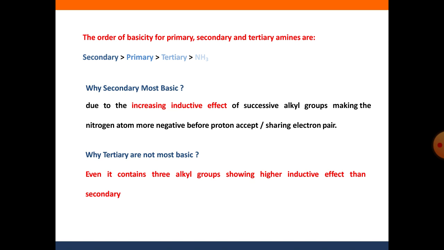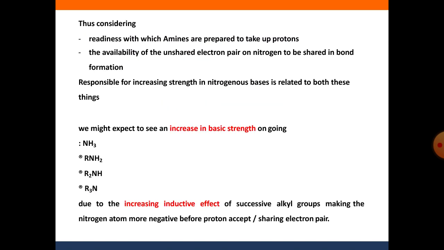So in secondary amine, it has hydrogen which can form hydrogen bonding with water molecule, and it has two alkyl groups which can donate electrons, which can push electrons towards nitrogen. That is why secondary amines are more basic as compared to ammonia and tertiary and primary amine.